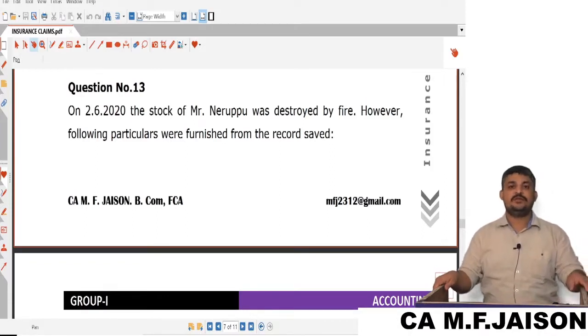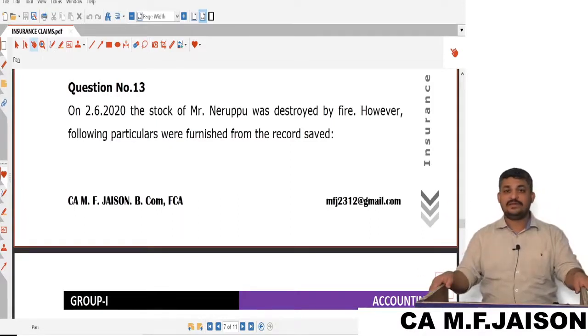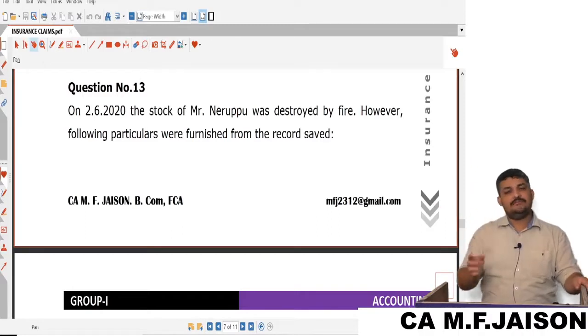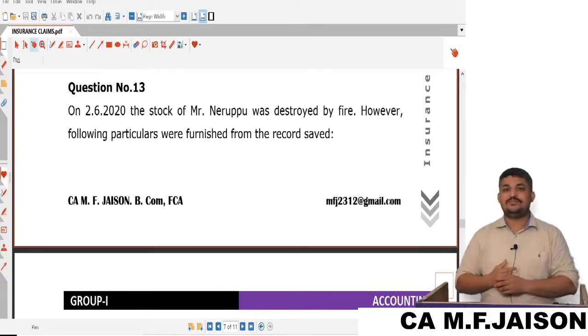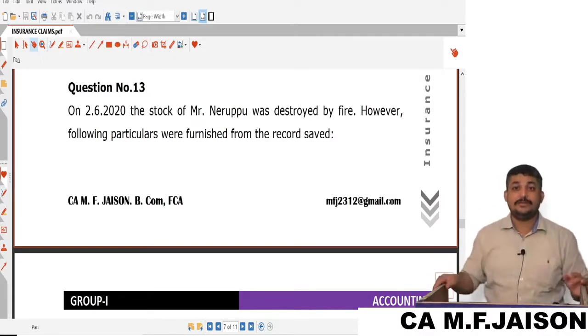Complete elimination approach, what to do, sir? That particular goods should be completely eliminated from the trading account. So when you want to eliminate, it should be from both the sides. But sir, only one side is in abnormal form, and the other side is in normal form. It's okay. See, when you want to eliminate that particular goods, it should be eliminated from both debit and credit.